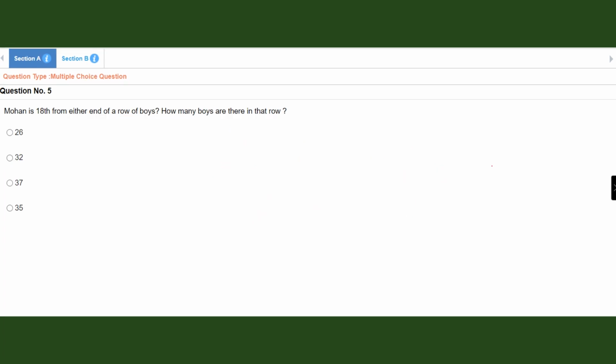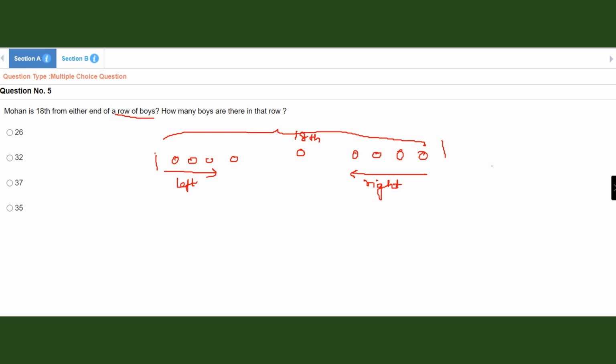Question number 5. Mohan is 18th from either end of a row of boys. So how many boys are there in that row? The options are 26, 32, 37, 35. The easiest way to do this is to consider a bench of people where Mohan is 18th from the left, and he's also the 18th boy from the right. How many total boys are there?